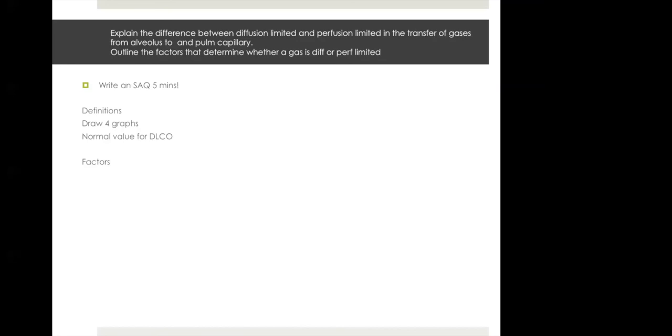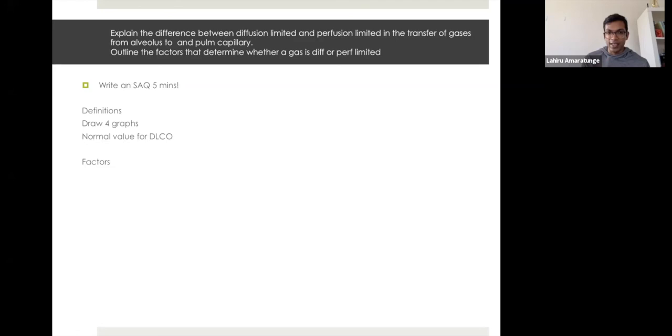You can use solubility as an example that it tends to make something more diffusion limited. But if something is very insoluble in blood, then it has a high solubility across the diffusion barrier, but it's relatively insoluble in blood. Anyway, what else? What other factors do you have?